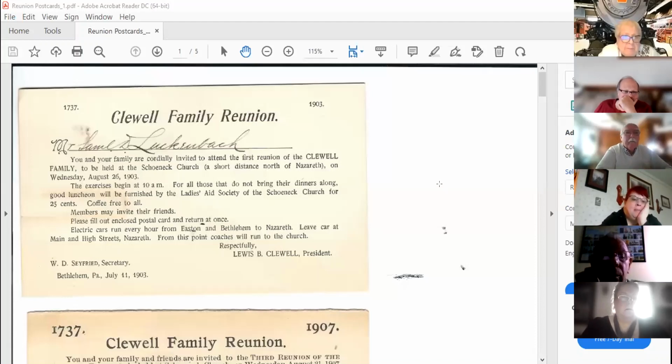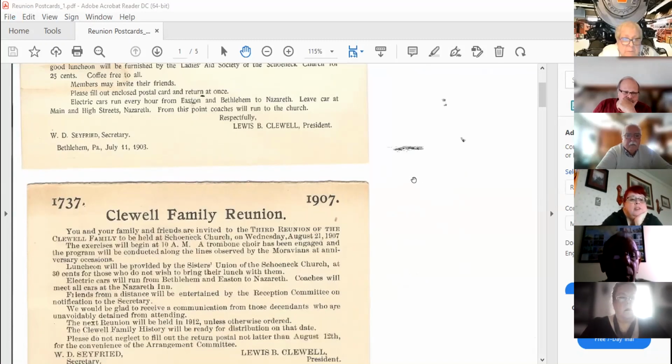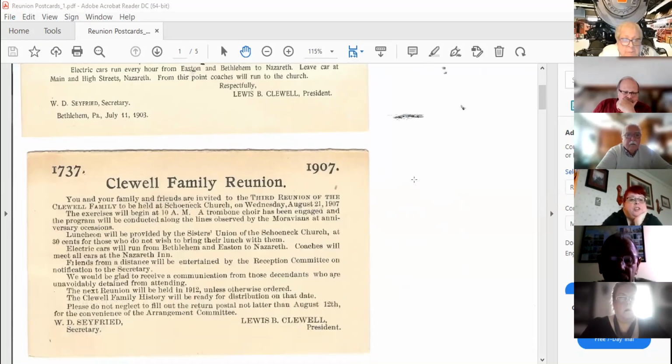Okay. Now this is from 1903 and 1907, but these are postcards that they sent out back in the day. Here you can see this one was the actual first reunion. That gives information. If you want to do something like this, or something now, we used to actually do a letter.